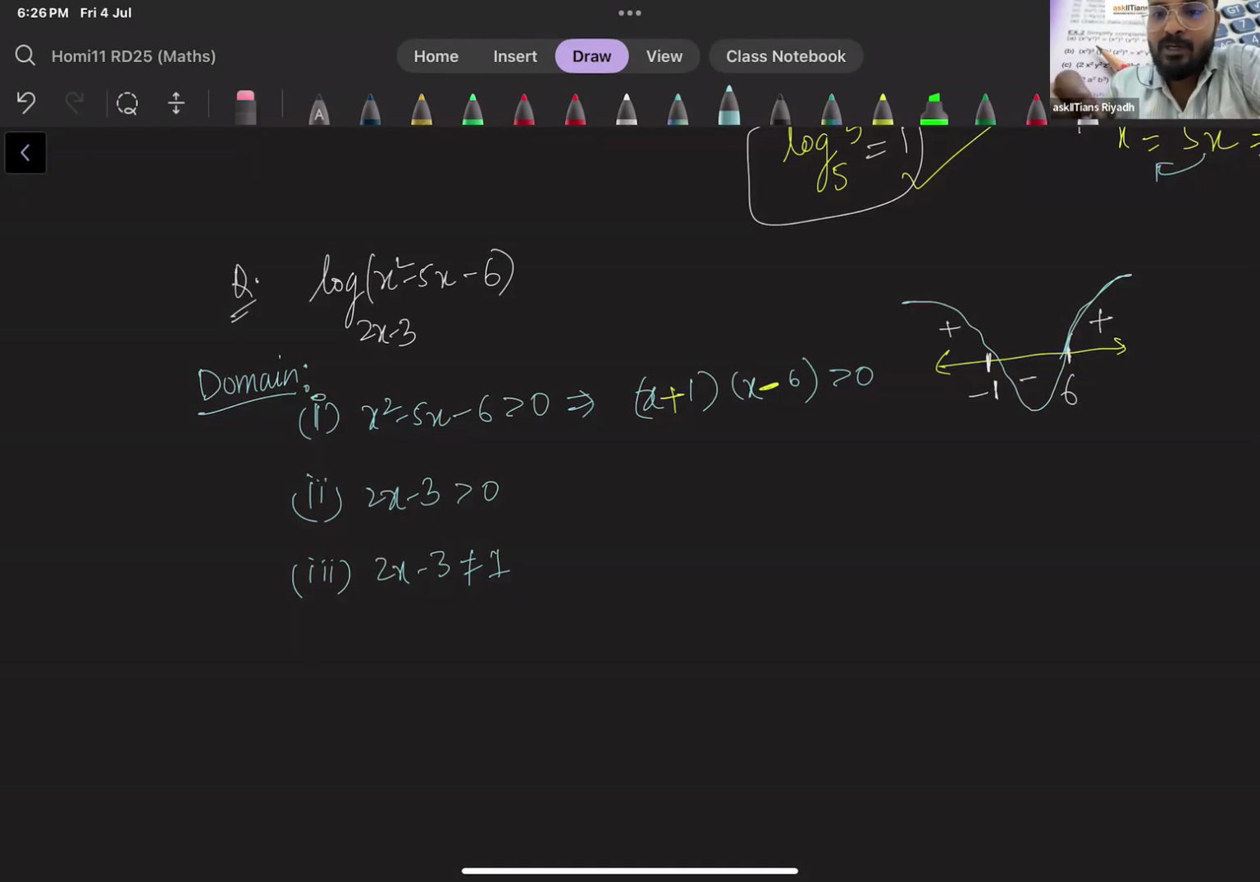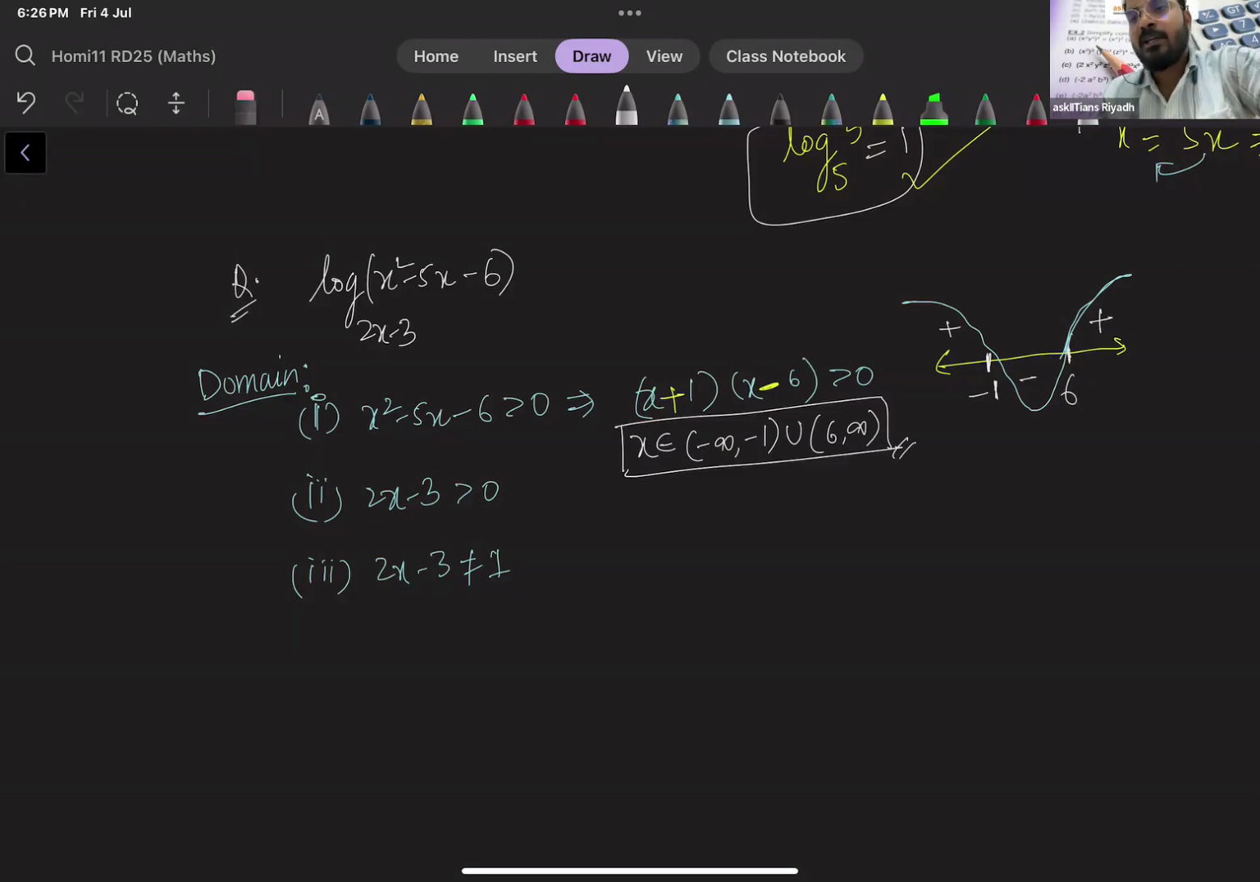And we want positive interval, so there are two intervals here. So answer in first part will be x belongs to minus infinity to -1. There is no equal sign, so open, union 6 to infinity. Anyone has any doubt in this? This is the interval or answer we are getting in the first part.